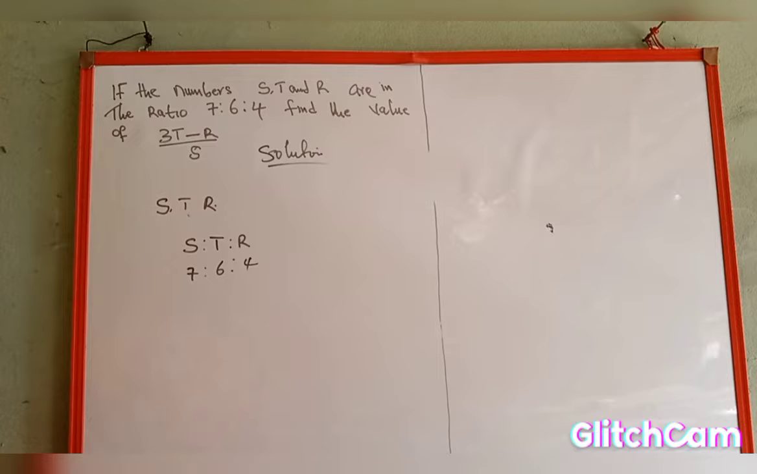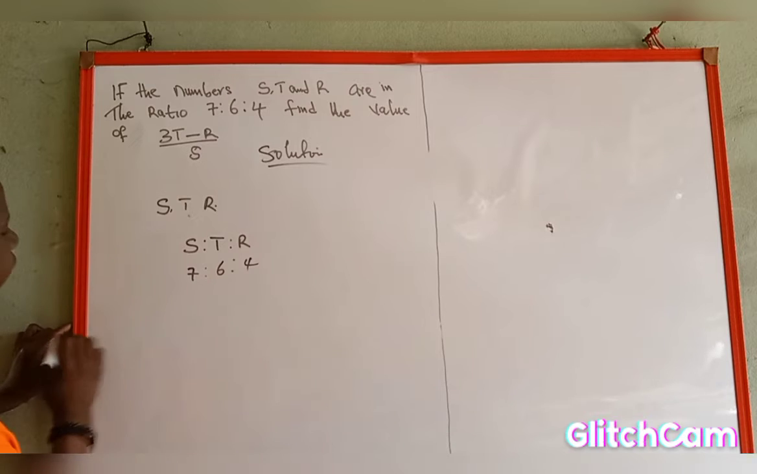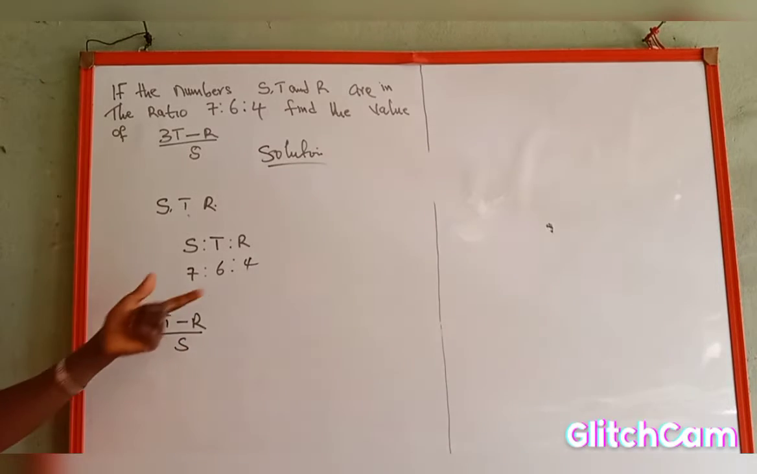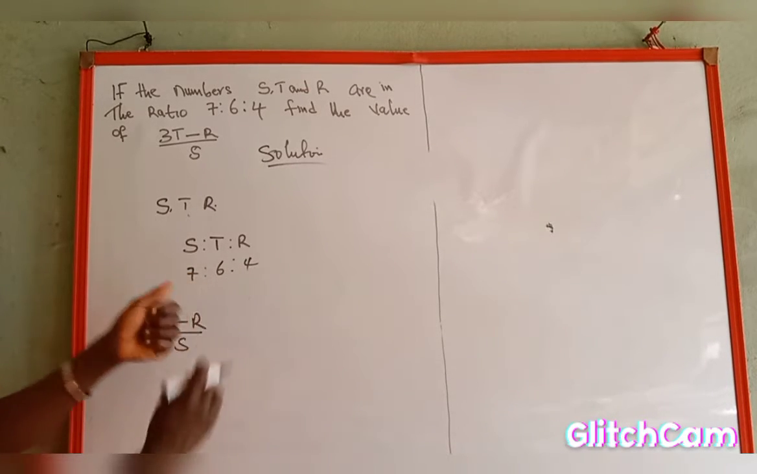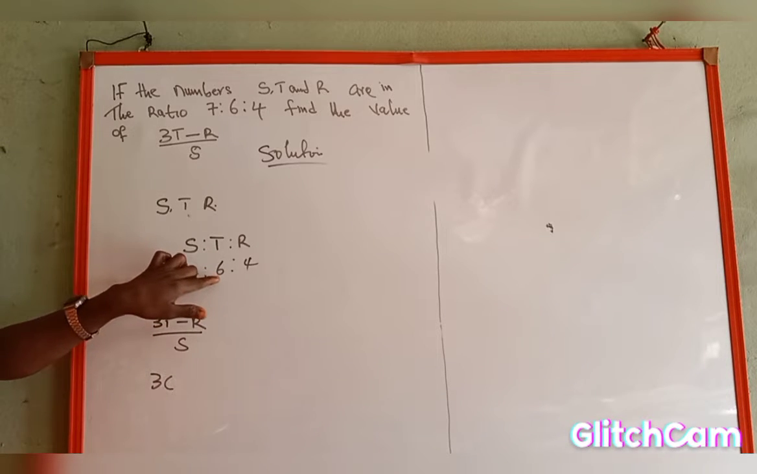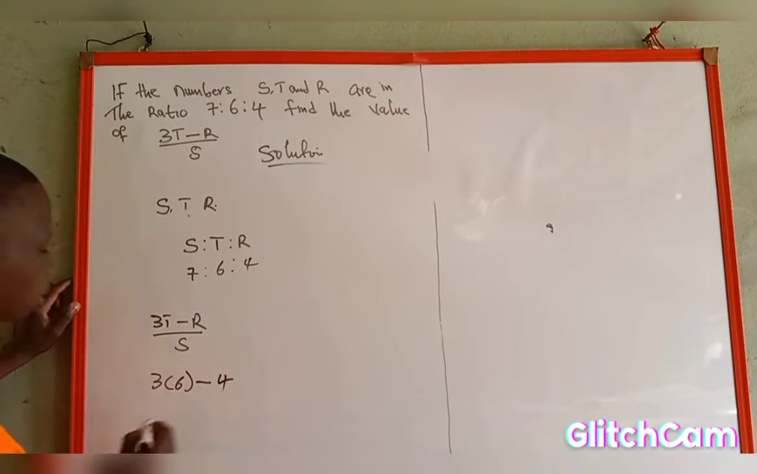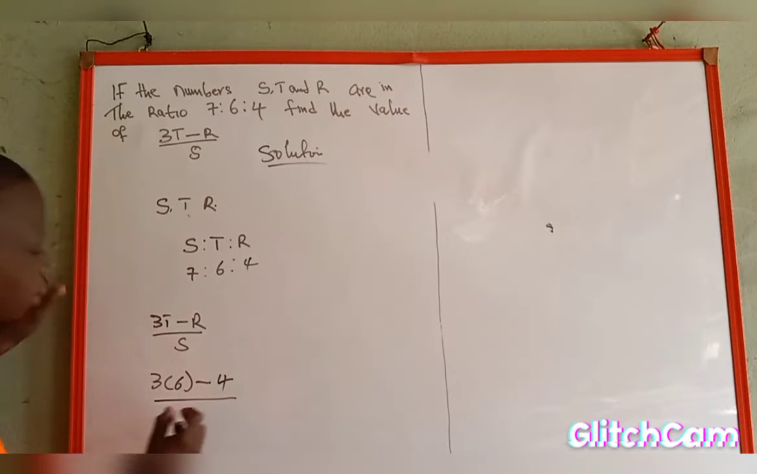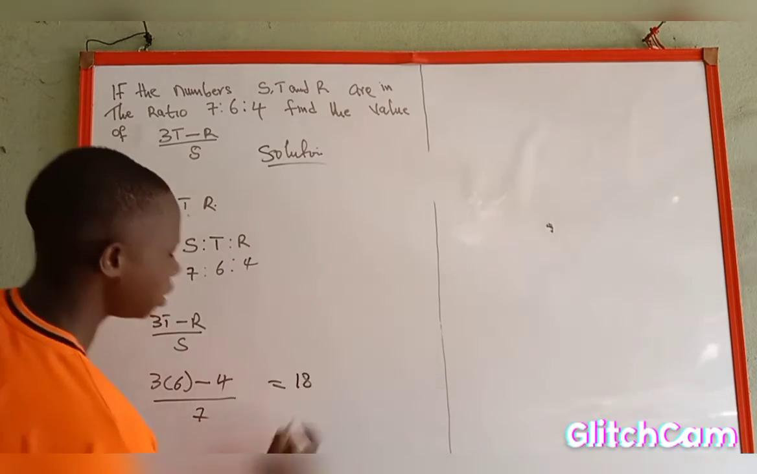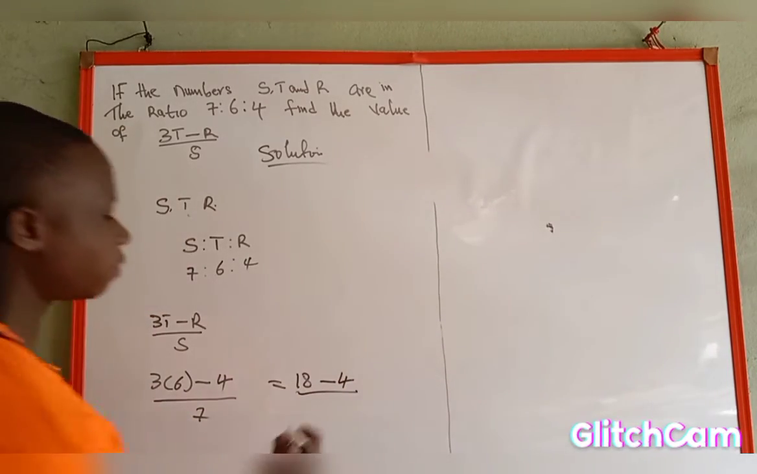And we are asked to find the value of 3t minus r divided by s. So therefore, 3t minus r all over s. And from this ratio, I have 3 into t. My t is ratio 6, which is 6, minus r. R is ratio 4, divided by s, and s is 7. So from here now, I can say equals 3 multiplied by 6, we have 18, minus 4, all over 7.